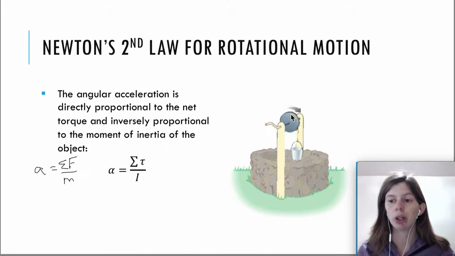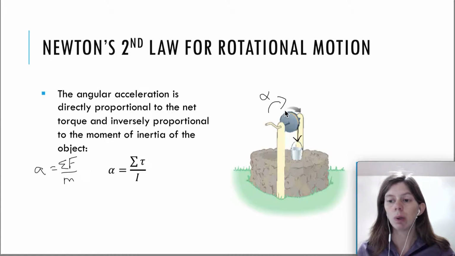If you look, for example, at this picture here, we have a bucket falling down, and it's causing the reel here to rotate. So what's happening is that there's a force applied to the reel, and that causes rotation, so that means there's a torque exerted on the reel, which causes it to have some angular acceleration. Just like a force causes an acceleration, a torque causes an angular acceleration.